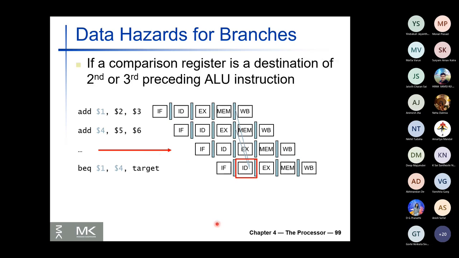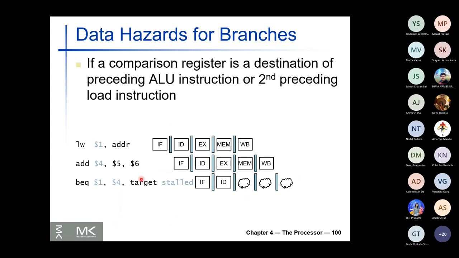So here you observe that if the comparison registers, the registers where you are making a comparison, are the destination registers of the second preceding instruction, meaning that this is the first one and this is the second or third preceding, so the distance between them is at least 2, then there is no problem. You can resolve it using forwarding. However, if the distance is less, then for example, here you are comparing 1 and 2, 1 and 4.